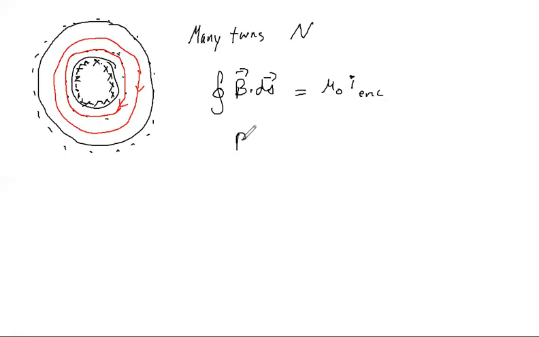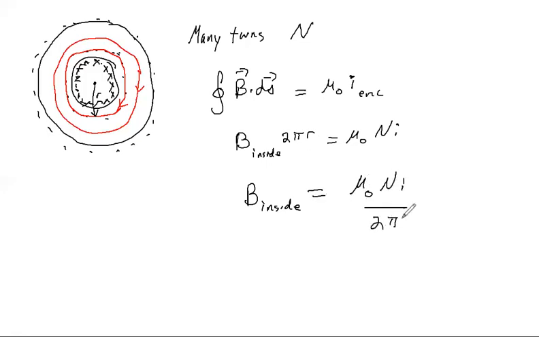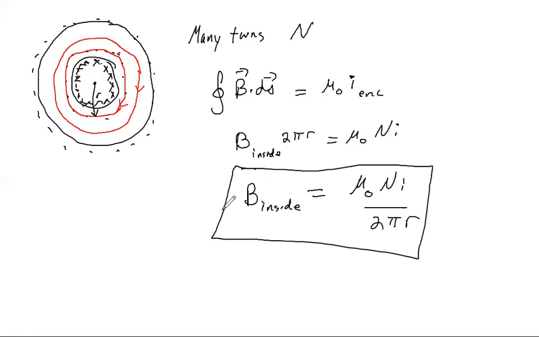So we learn that B inside times 2 pi r, where we measure the radius from the center, equals mu naught N times I. Or the magnetic field inside the toroidal solenoid is mu naught N I over 2 pi r. That's our final result.